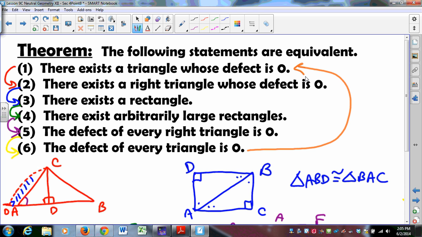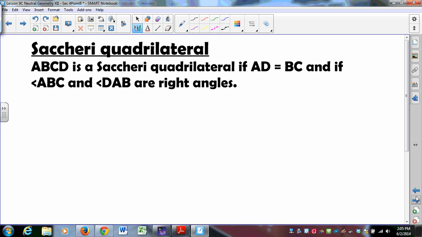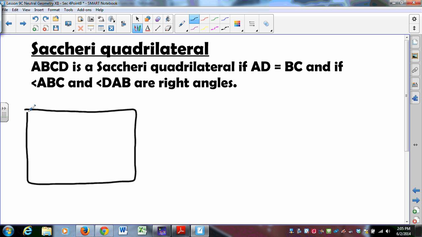A couple of guys tried to create rectangles neutrally. One of them was Saccheri. Saccheri came up with his idea for a quadrilateral. He said, I'm going to take some quadrilateral A, B, C, D, and those are congruent, and those are right angles. Now in the Euclidean plane, that's a rectangle, but not in neutral geometry.